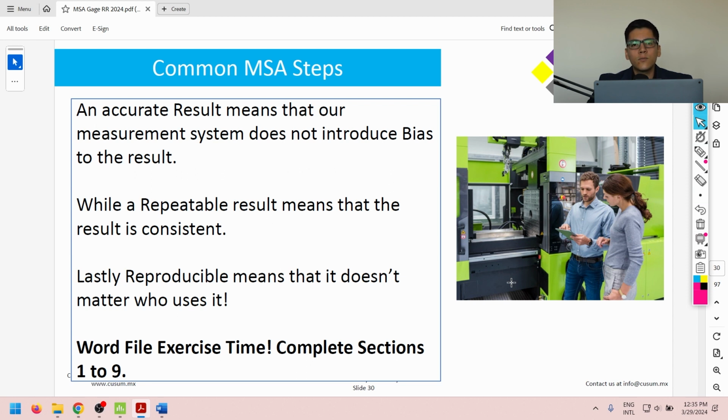So at this point, we're now going to stop with the PDF file and we're going to open up our Word file to do a couple of exercises to better understand these examples.